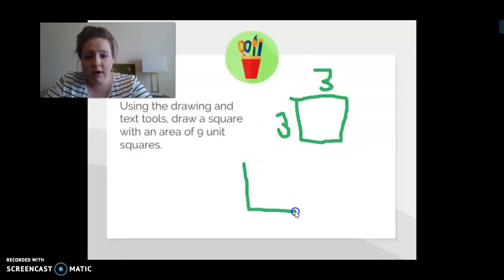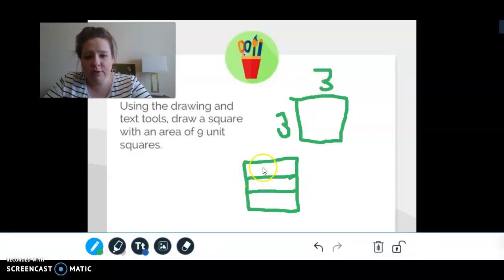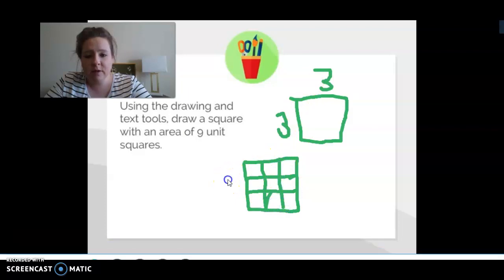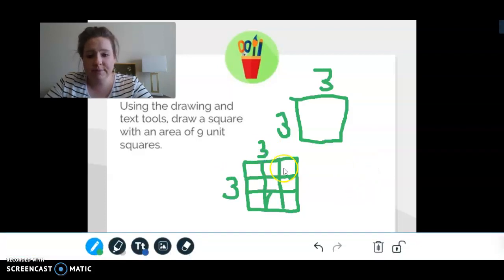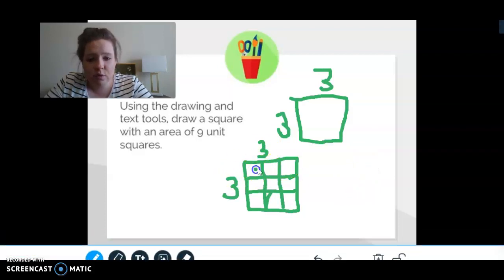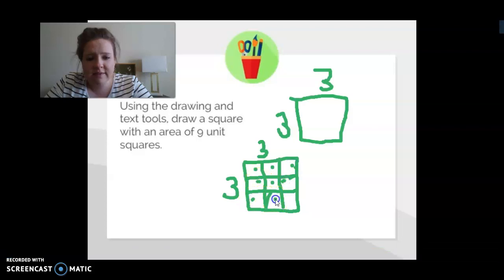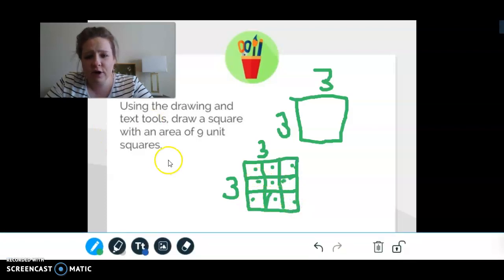Now, if you wanted to try to create a grid, you could. So 3, 1, 2, 3 times 3, which is 3 times 3, which equals 9. All right, 1, 2, 3, 4, 5, 6, 7, 8, 9. And there is your square with an area of 9 unit squares.